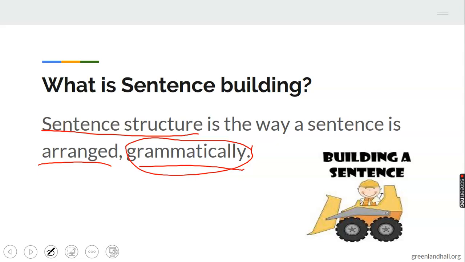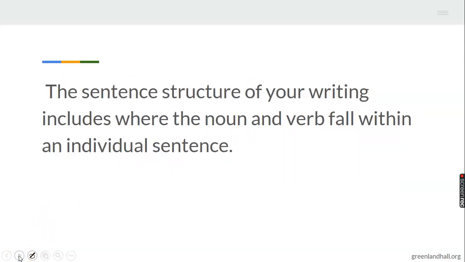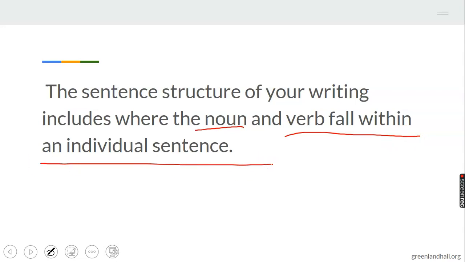The sentence should be arranged in a particular order: subject, verb, object, predicate, how they come. What is the verb doing here? Why should this be here and that there? So we're considering that. A sentence or sentence building is a structure, a way, or the pattern whereby a sentence should be structured and arranged grammatically. Central structure of writing includes where the noun and verb fall within an individual sentence. It speaks of where this should be and where that should be.